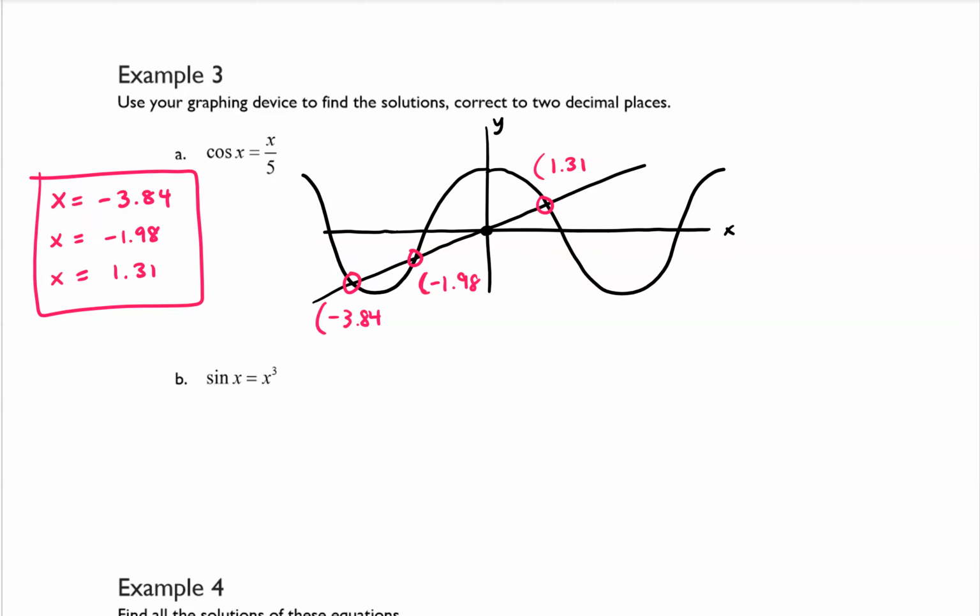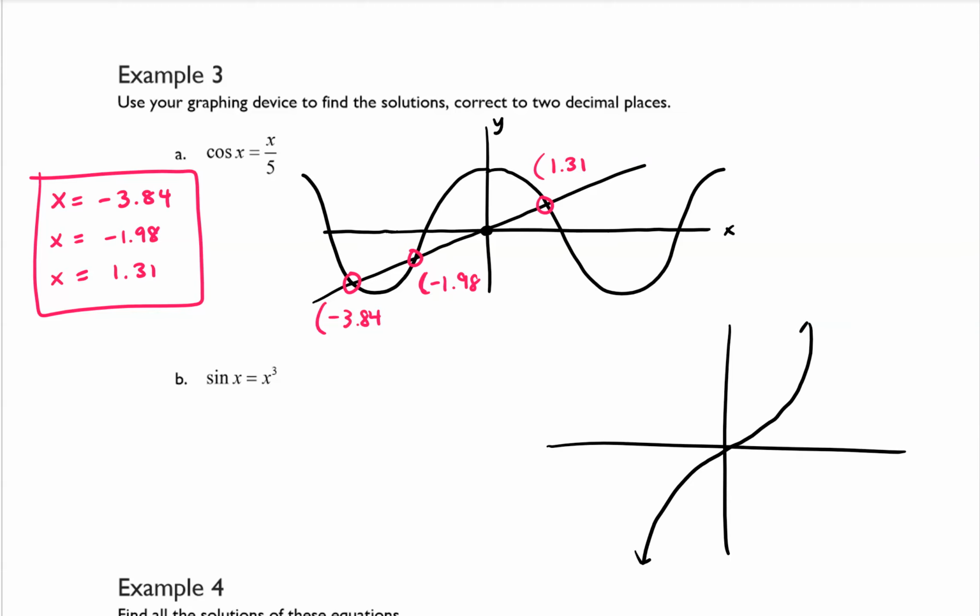All right, part B wants us to solve the equation sine of x is equal to x cubed. Once again, I'm going to do a really rough sketch of this. So x cubed looks something like that, and then sine of x looks something like that. That one was not as pretty. Anyways, one thing that's really important to note here is that sine of x and x cubed are both odd functions.